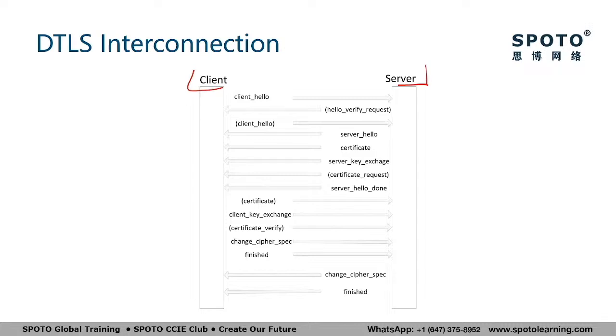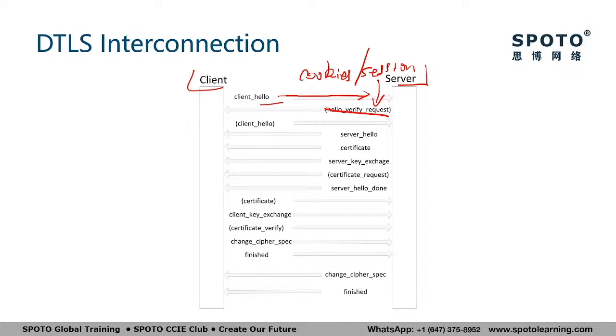Assuming this is the first communication between this client and server, the client sends a hello to the server. The server replies with a hello verify request to the client, including a cookie and session in this request. This is a randomly generated number.